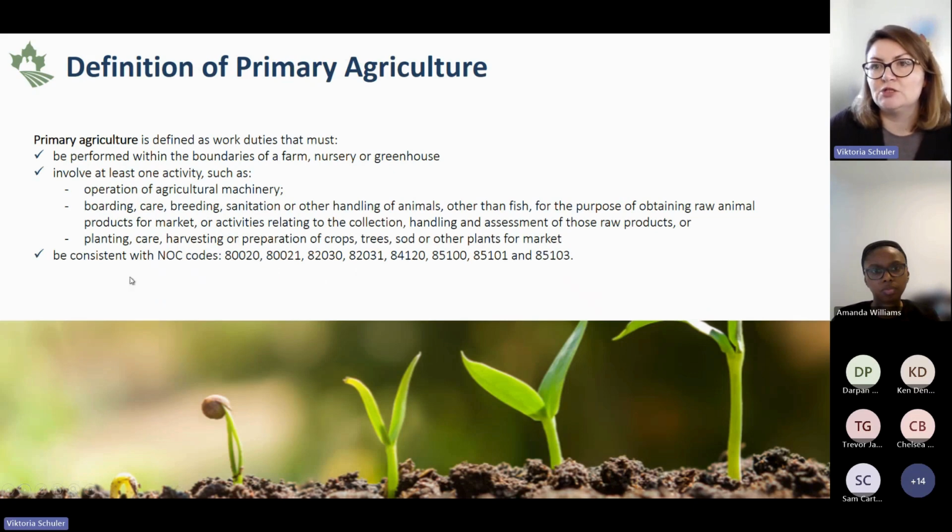Definition of primary agriculture. Basically, primary agriculture is the work that is performed within the boundaries of the farm, nursery, or greenhouse. It involves activities such as operating agricultural machinery, taking care of animals, planting care, harvesting, or preparing crops. And there are certain NOCs that are applicable to primary agriculture. For example, CARC also works with landscape and nurseries, and I will provide examples from that industry that are quite interesting. Some of them are not applicable, which means employers need to use regular streams.